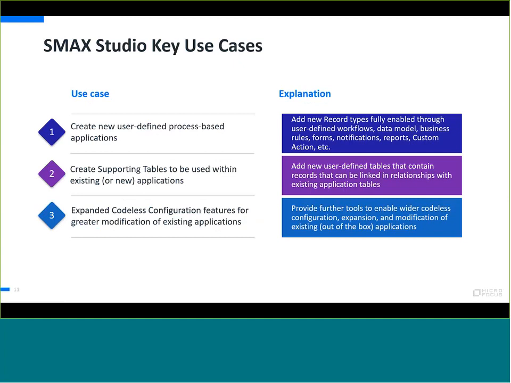So the first one is the ability to create new user-defined process-based applications. If you have a process that you would like to automate in the tool, and it is an incident management or change management or one of the ones that we've already built and developed in the tool, you can now go in and create a new record type. I have another slide that will go through the steps there, so I'll just leave it at that.